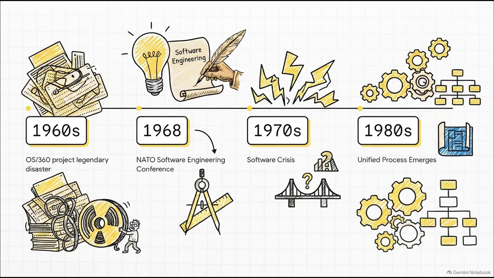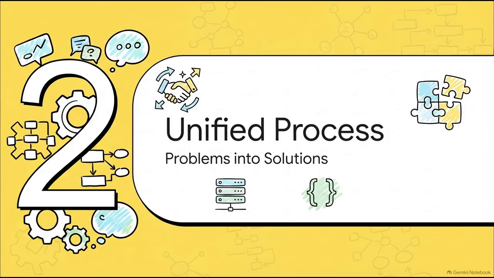Thinkers like Frederick Brooks started arguing that we desperately needed the same rigor and discipline you'd find in traditional civil engineering. And so, by the 1980s, the unified process finally emerges to inject that much-needed predictability and structure into the world of code. Which brings us to Part 2.